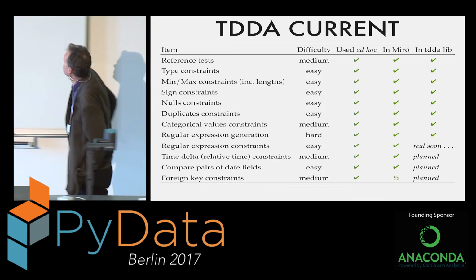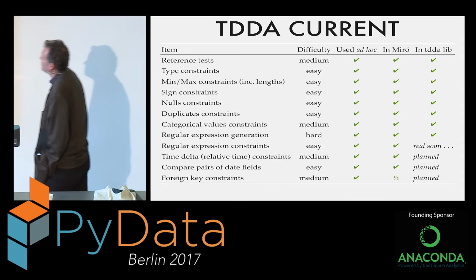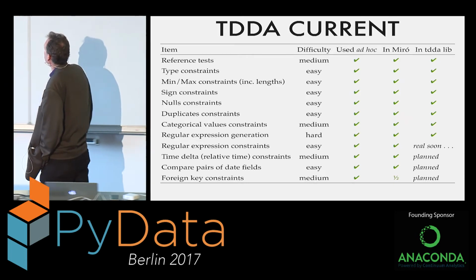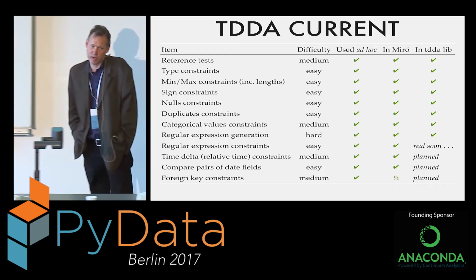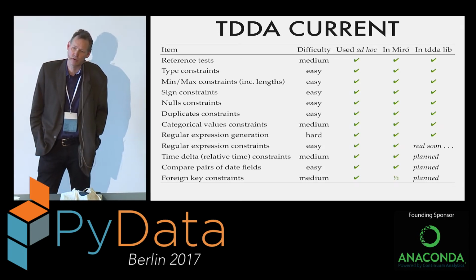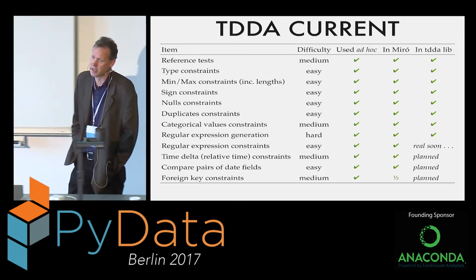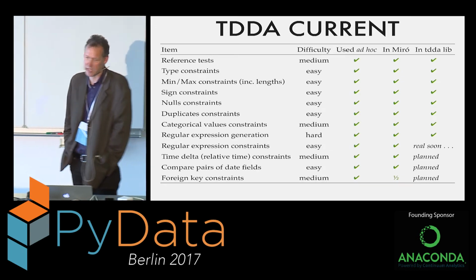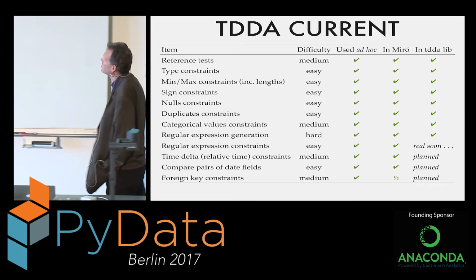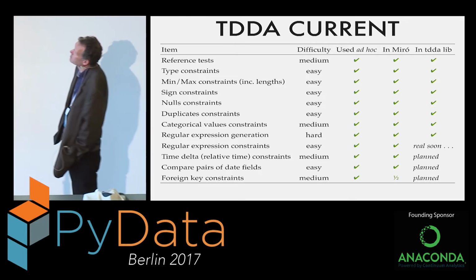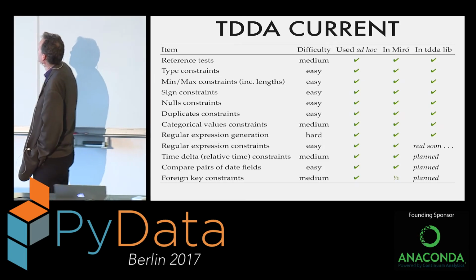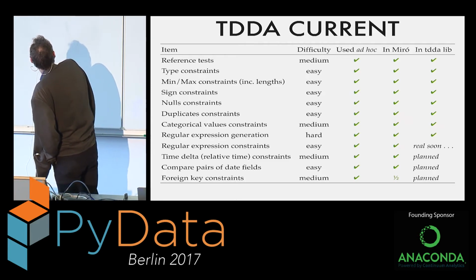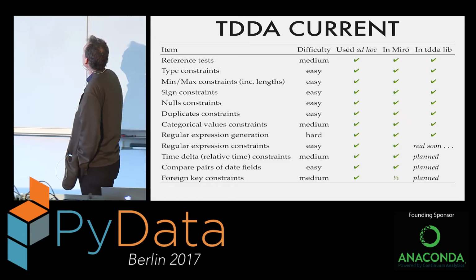So we have reference tests, we have type constraints, we have min and max constraints, and for strings, those turn into min and max length constraints. We specify sign separately as well, because even if you change the range of a numeric value, changing its sign is rather more significant, so we keep that as a separate constraint. We have nulls constraints, mostly saying that you can't have nulls if you don't already. Duplicates constraints, saying that you don't have duplicates if you don't already, so looking for key fields.